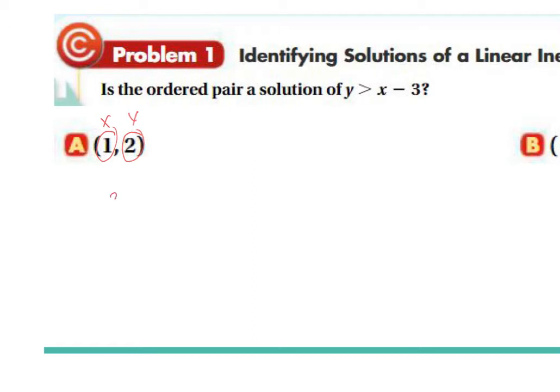So this is going to be 2 is greater than x, which is 1, minus 3. Anthony, is 2 greater than negative 2? Yes. Boom, bada bing. We're good. So we can say (1, 2) is a solution. Simple.